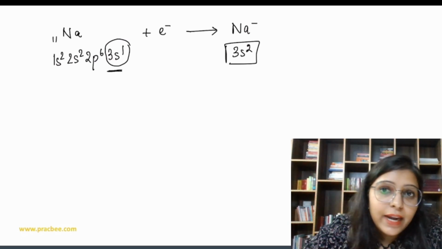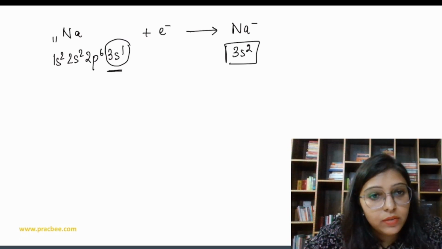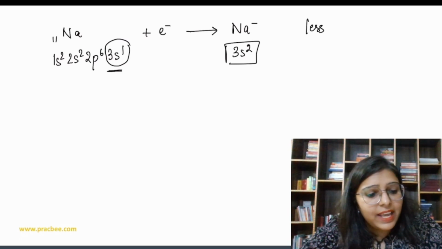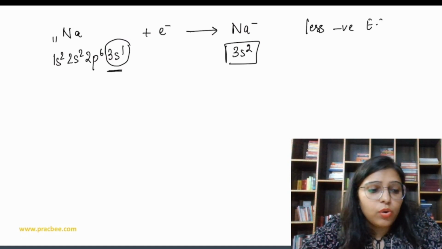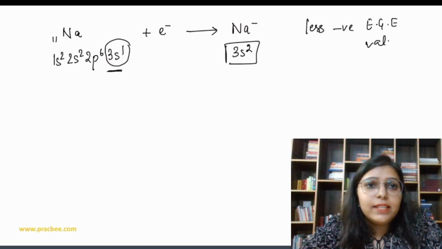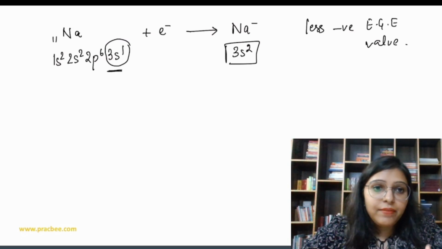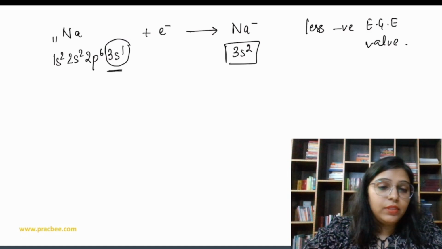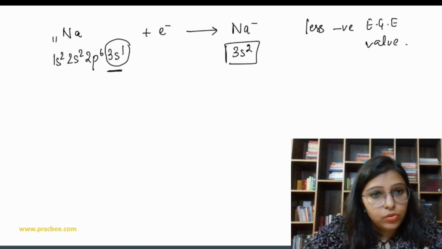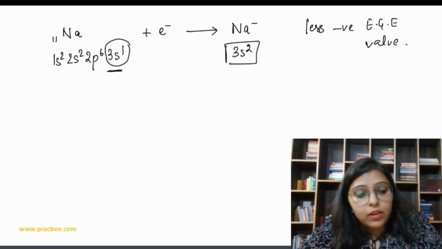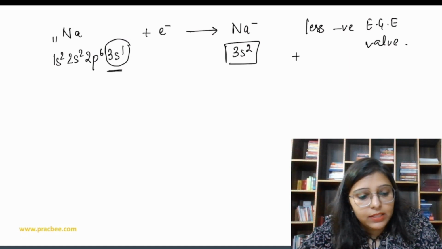But the point is that metals have a tendency to lose electrons. They are electropositive in nature. So electrons can be added, but what happens? We have a less negative electron gain enthalpy value, right? Less negative. Electron can be added because there is no such situation where we have electron-electron repulsion or a stable electronic configuration. So this can happen. Okay? So we can say positive electron affinity can be there.